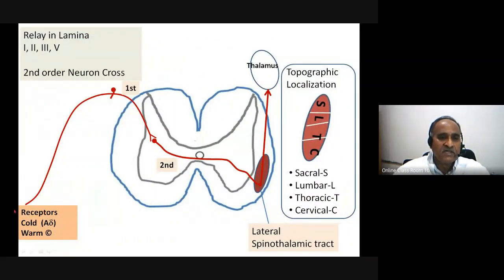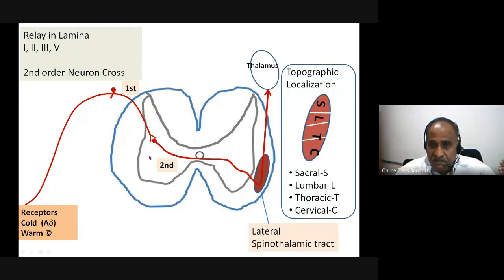Now coming back here, here are the receptors. I'm talking about a pathway now. So here are the receptors, the cold receptors and warm receptors. The cold receptors use A delta fibers, and the warm receptors use C fibers. They ascend up, and this is a dorsal root ganglion. Then they come here, layers 1, 2, and 5 of the lamina, and make a synaptic relay there. In addition, they relay in a number of nuclei there. I don't want to describe them because these relays are important for the spinal reflexes and the postural reflexes.